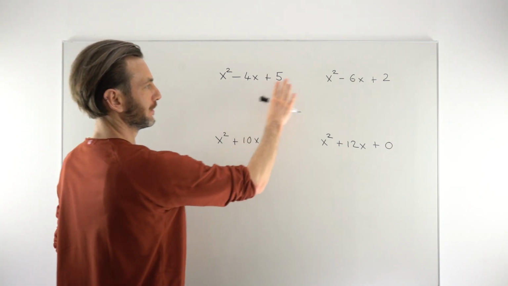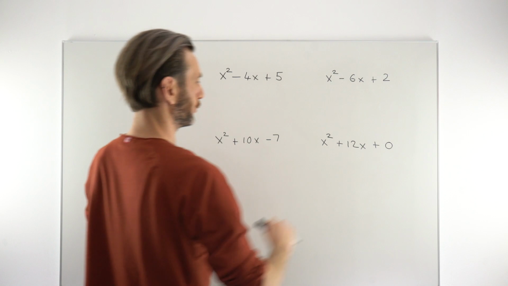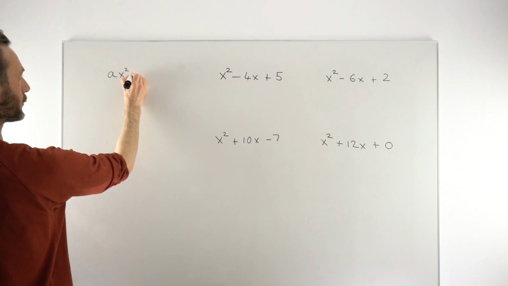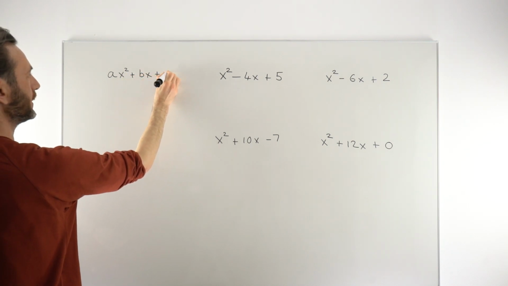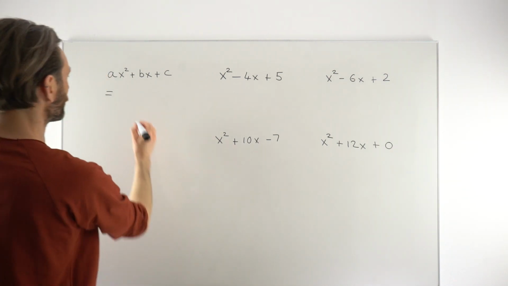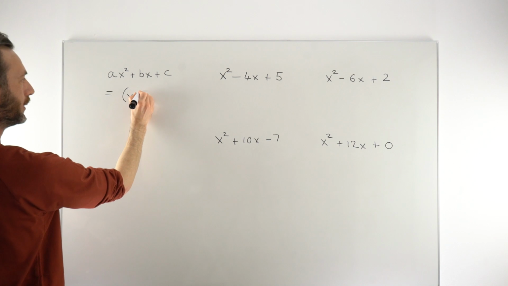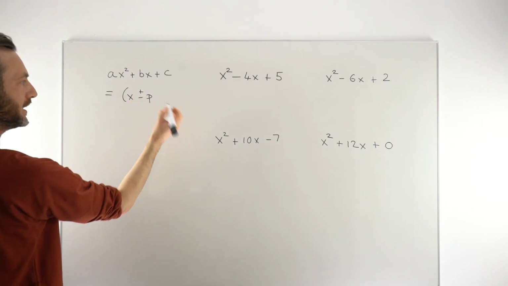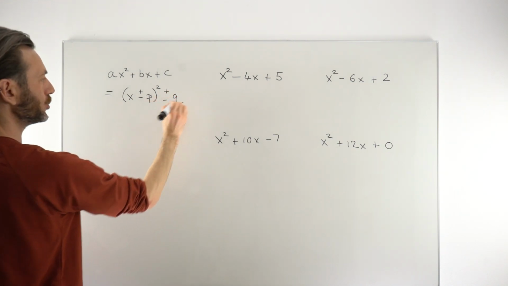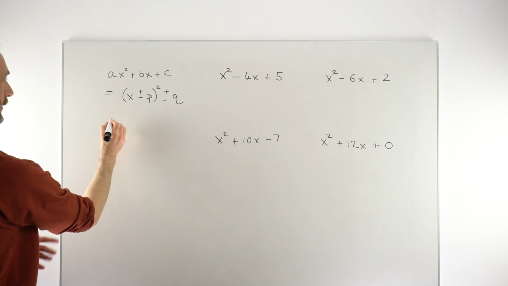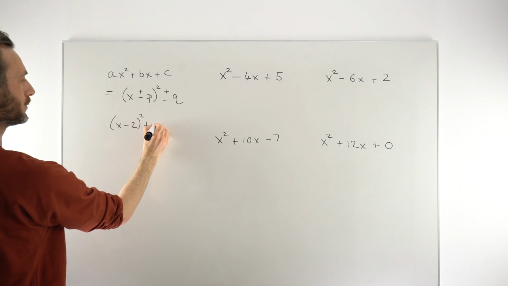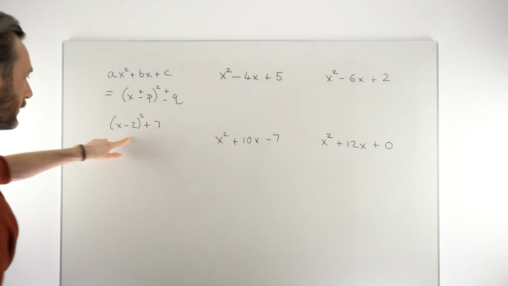So we'll work these three examples in a moment, and then look at this as a special case. Basically, we're taking a general quadratic expression, ax squared plus bx plus c, and we want to rewrite it in this completed square format. The completed square format is when you've got x plus or minus some value p in a bracket with a squared on the bracket, and then plus or minus some value q outside the bracket. An example would be x minus 2 squared plus 7. That would be in completed square format.